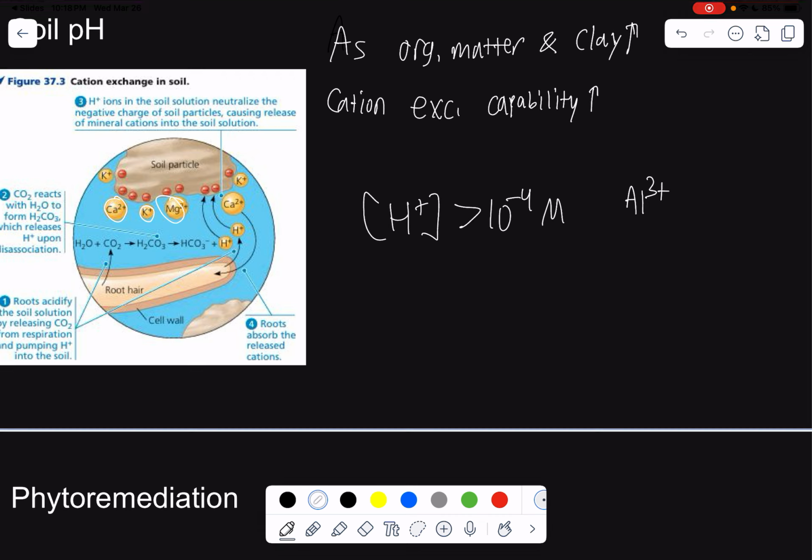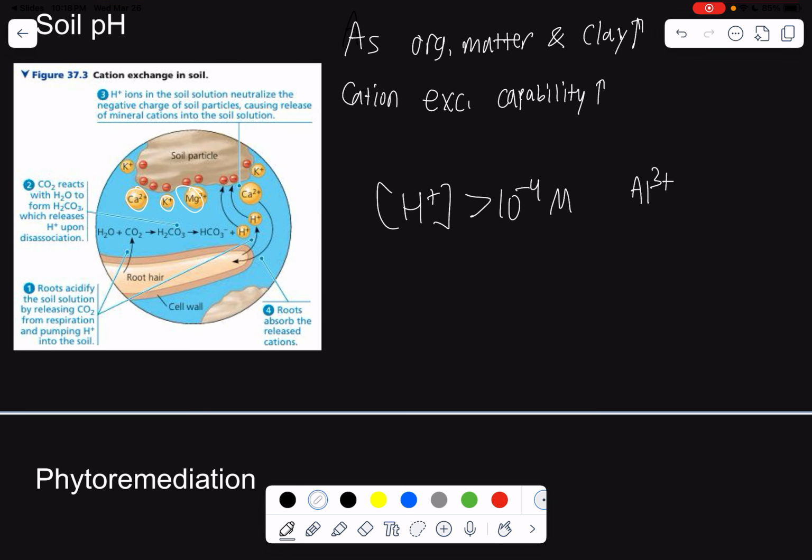Some plants can cope with high Al3+ levels by secreting organic anions that bind aluminum 3+, but especially in tropical regions, this is still a really persistent issue. And so, it should be 10 to the negative 5. But in general, when pH is less than 5, then aluminum ion solubility increases. And that's a problem because it displaces space needed for the calcium 2+, which is an essential plant nutrient.